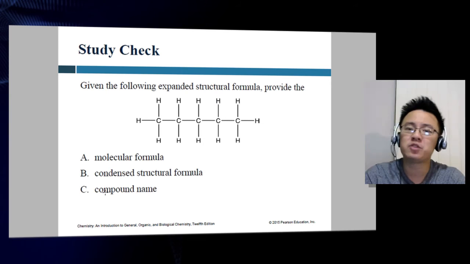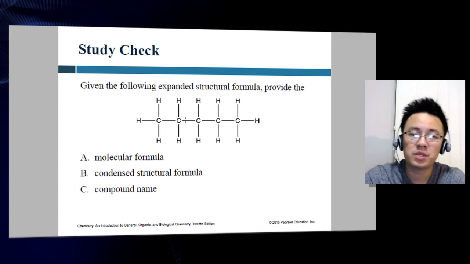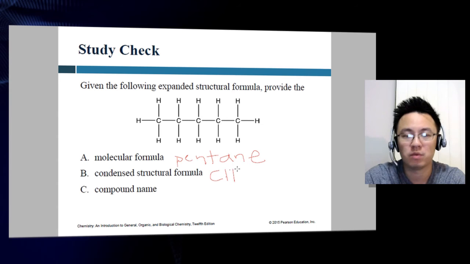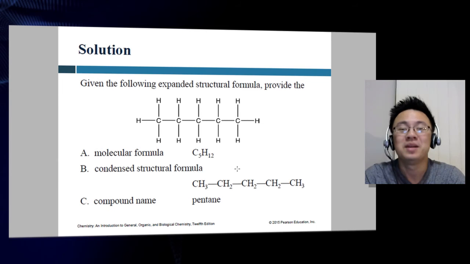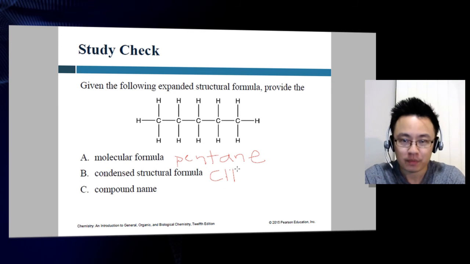All right, given the expanded structural formula, provide the molecular formula, condensed structural formula, and then the compound name. As you see here, 1, 2, 3, 4, 5 carbons, so this is a pentane molecule. And its condensed structural formula here is CH3, CH2, CH2, CH2, and CH3. Pentane should have been the compound name right over there.